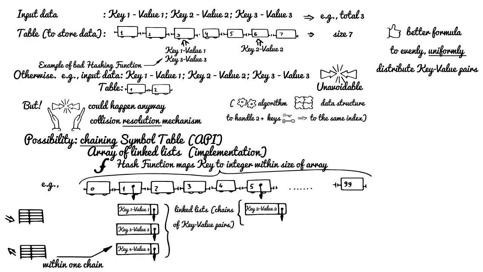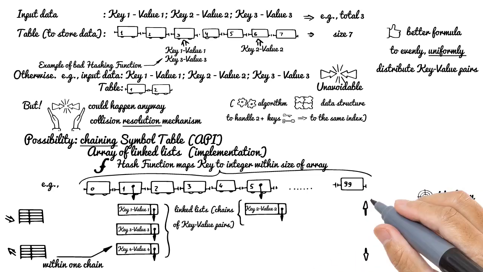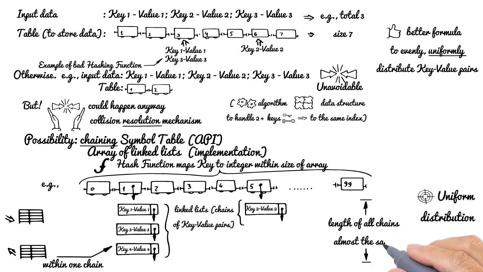Here you can visually see that if your hashing function is imperfect and leads to preferring certain indices over others when distributing key value pairs, then certain linked lists will be lengthier than others. Again, our goal is to have a uniform distribution of key value pairs, so the length of all chains should be almost the same, without such spikes.